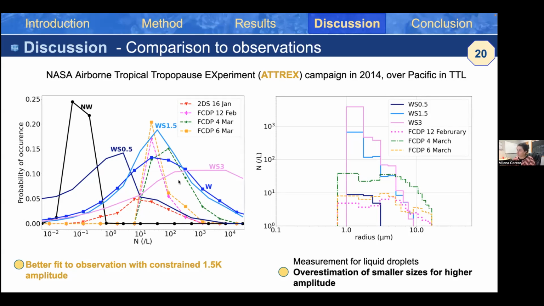And then when we increase the amplitude to 3 Kelvins, we can see that we are completely overestimating the highest densities, but we're fitting pretty well the 2DS for the lower densities. And finally, if I compare again with the ice crystal population that is observed, we are staying in the same range. And this figure is just showing what we said previously, that increasing the amplitude is just increasing the ice production more, but it doesn't really impact the mean radius of the population.